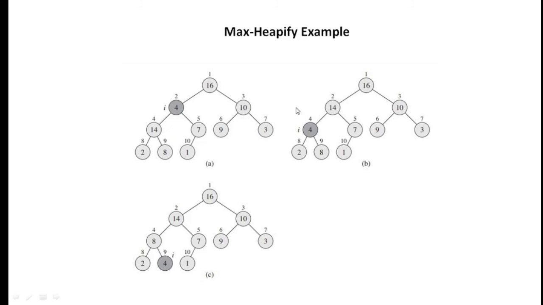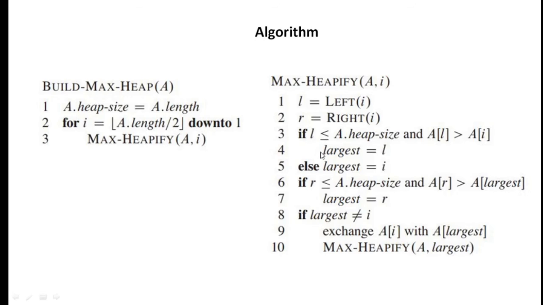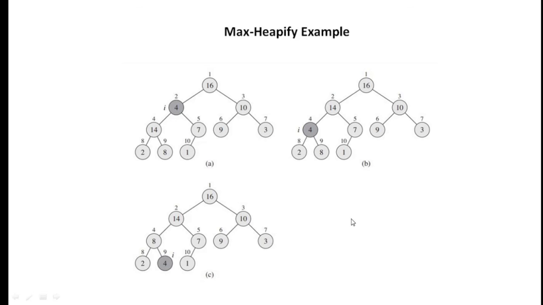Left is going to be this and right is going to be this. Now left is compared with this. No, this is not greater, so I is largest. Now R is compared with largest. If R is greater, then largest is equal to R. So now largest became R. Now check if largest is not equal to I. Yes, largest is not equal to I; largest is 8, like index number 9 is largest. So exchange I and R. I and R are exchanged, and then this became the maxheap.